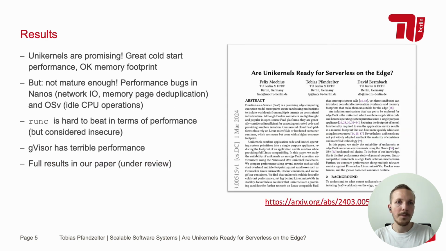Our results showed that unikernels are promising. We saw great cold start times, okay memory footprints, kind of in line with the other solutions that we evaluated. But we did find that the current state of unikernels is not really mature enough to use as a proper production SaaS environment. There were still performance bugs in both Nanos and OSv in different areas. And we also found that runC is very hard to beat in terms of performance. But of course it's considered insecure, so it's no surprise that the trade-off here is a bit different.